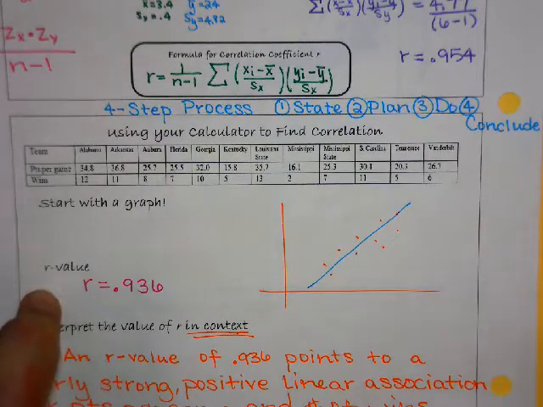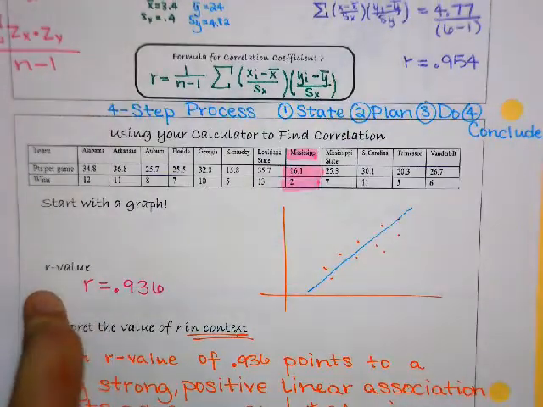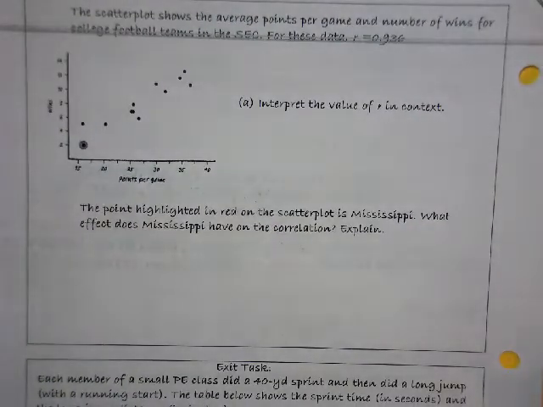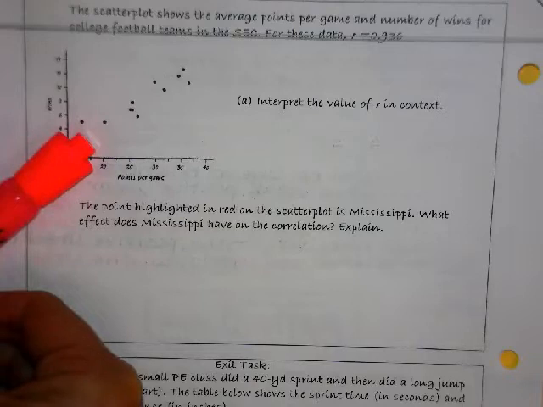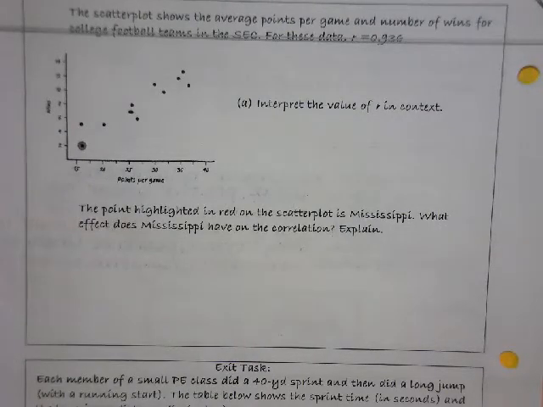So before we do this, anybody want to make a prediction? If we get rid of Mississippi, is our strength, our value going to get closer to 1 or further away from 1? How many of you say closer to 1? How many of you say further away from 1? I'll go with the majority. All right, so let's see what happens.